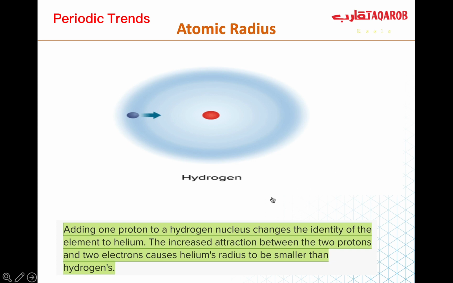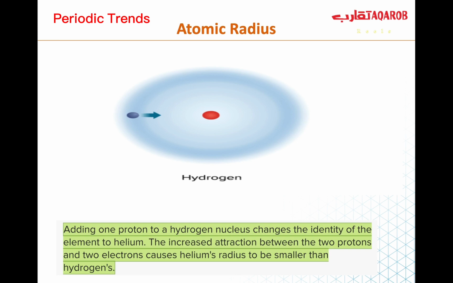Adding one proton to a hydrogen nucleus changes the identity of the element to helium, for example. As we know, hydrogen has only one electron. So if you add another electron to hydrogen, it will change from one electron to two electrons. Which element has two electrons? Helium. So if you add one extra electron to hydrogen, this will change it from hydrogen to helium.